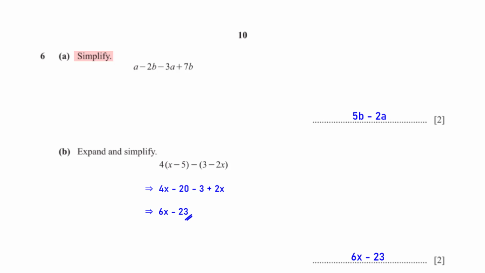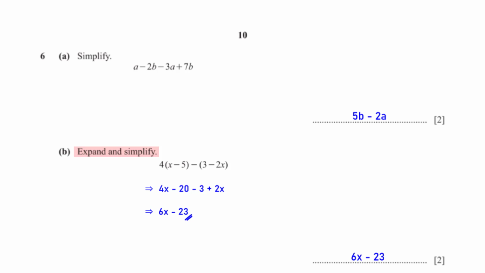Simplify a minus 2b minus 3a plus 7b. When we group like terms, minus 2b plus 7b is 5b. a minus 3a is minus 2a.